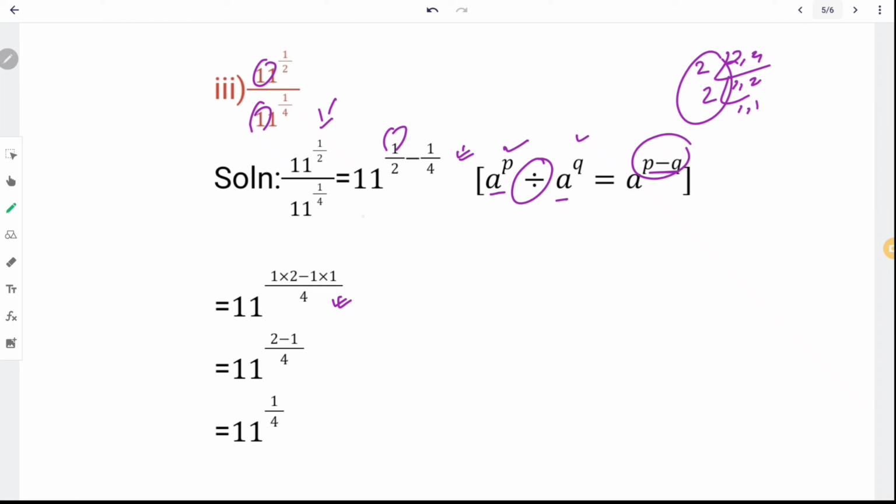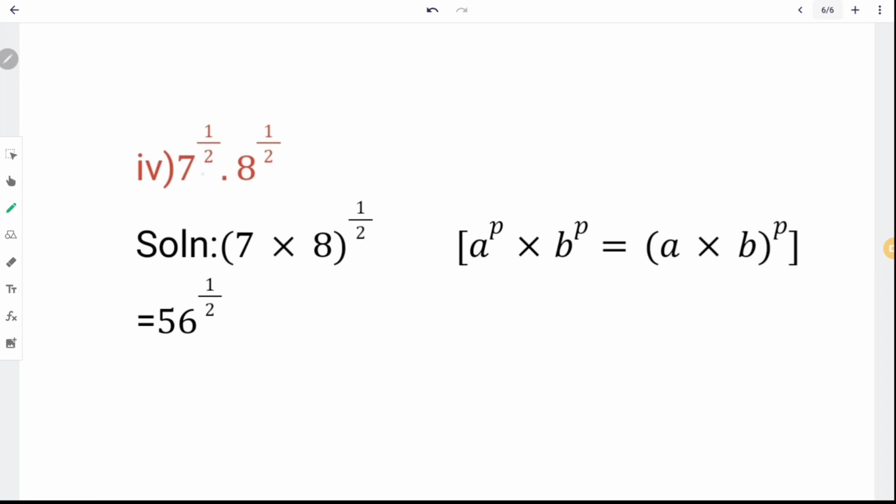Okay, what is my first numerator? 1, so write it down. 2, how many times is 4? 2 2s are 4. Next numerator is minus 1, so I've written here 4. How many times is 4? 4 1s are 4. Once we're done with that, what do we get? 1 into 2 is 2, then 1 into 1 is 1, right? So you can notice here 2 minus 1 is 1, so our final answer will be 11 to the power 1 by 4.